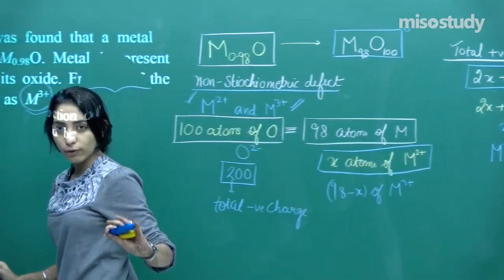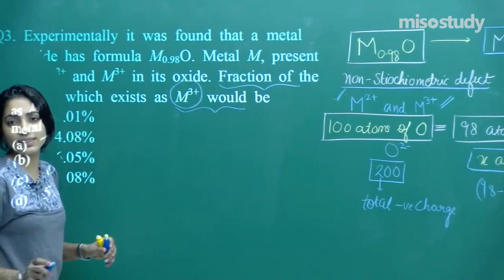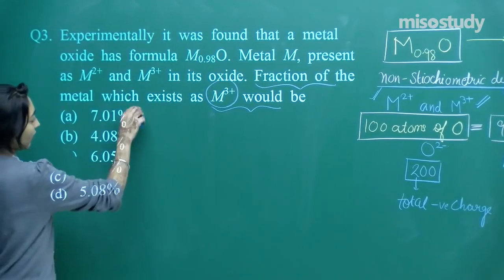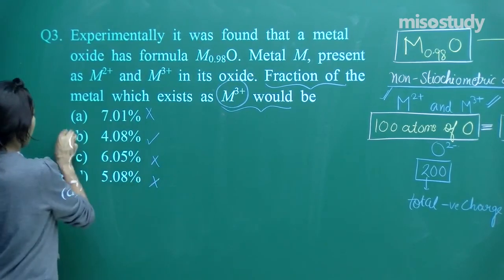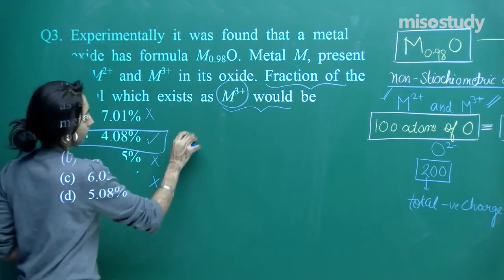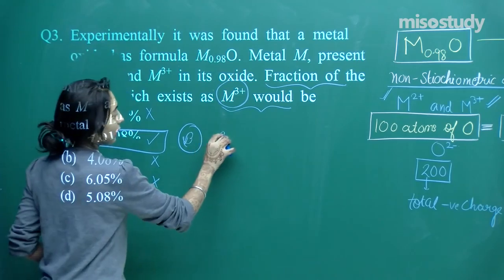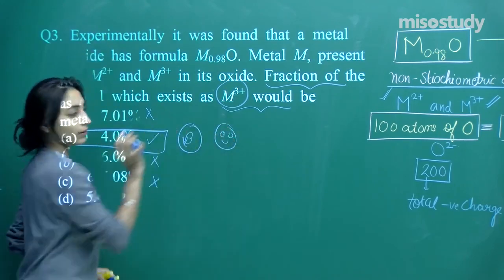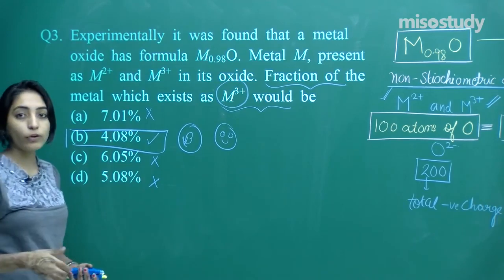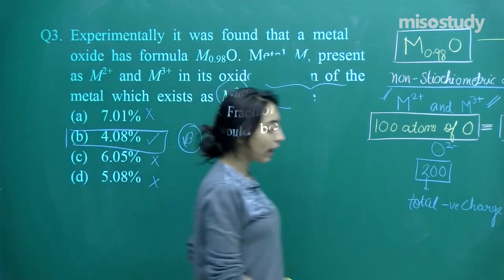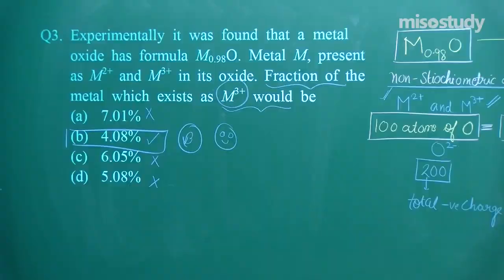I am just trying to figure out the simplest, easiest way to the answer. So this is 7, 4.08, 6, 5. So the answer will be B, which is the correct option. Okay. Now having done this, let us move on to the next question. Please note it down so that we can continue further.